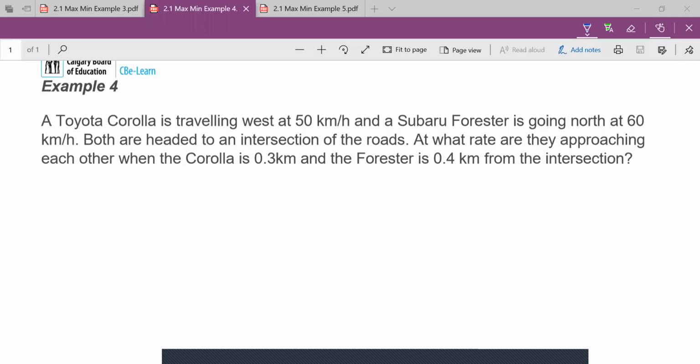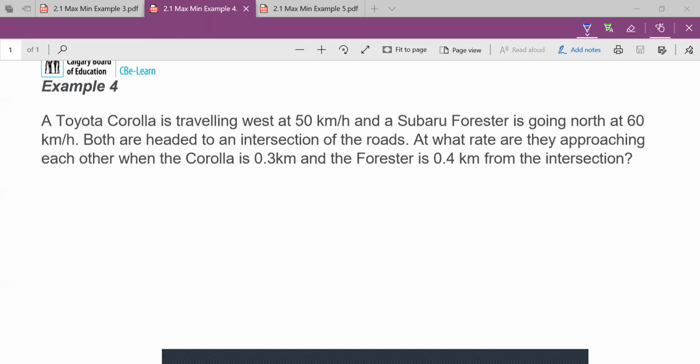Okay, friends, here's another one for us in related rates. So what's happening here? We've got a Toyota Corolla, a nice reliable automobile, traveling west at 50 kilometers an hour, and a Subaru Forester going north at 60 kilometers an hour. They're both heading towards an intersection. At what rate are they approaching each other when the Corolla is 0.3 kilometers away and the Forester is 0.4 kilometers away?